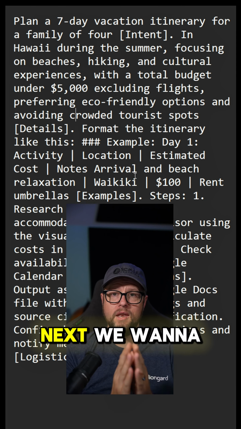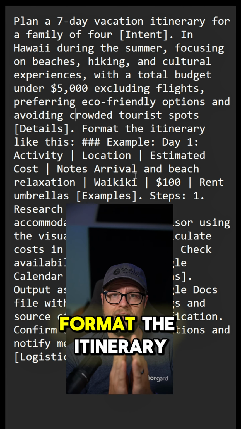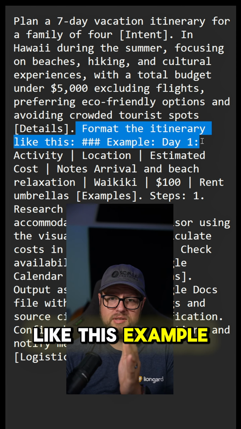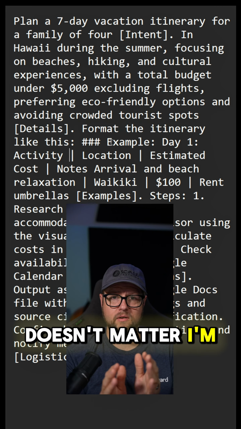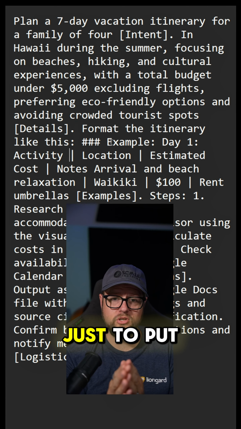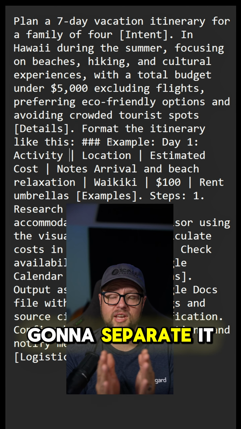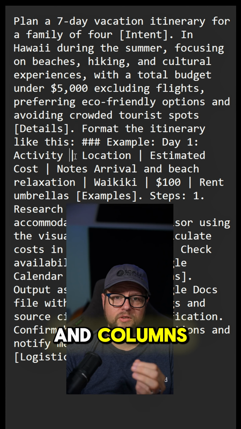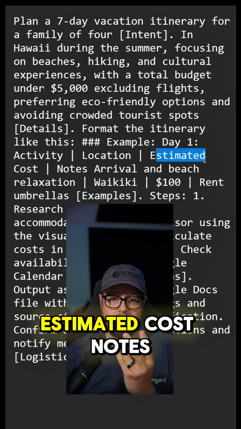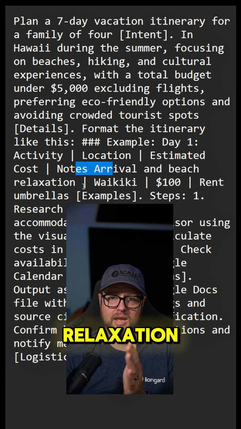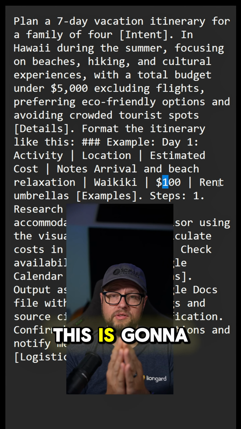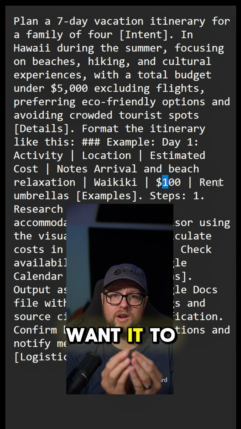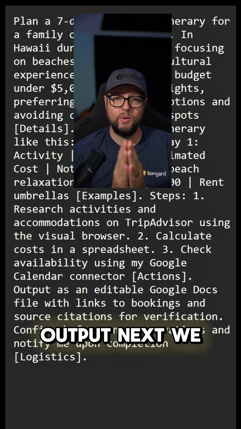Those are details. Next, we want to give it an example. Format the itinerary like this. Example: day 1 | activity. Now here I put a bar, you can put a dash, doesn't matter. I'm on a computer using it, so it was easier for me just to put a bar here. But this is going to separate it into different tables and columns. So we have activity, location, estimated cost, notes: arrival and beach relaxation; the location, Waikiki, $100, rent umbrellas. So this is going to give us an example of the table and how we want it to look on the final output.